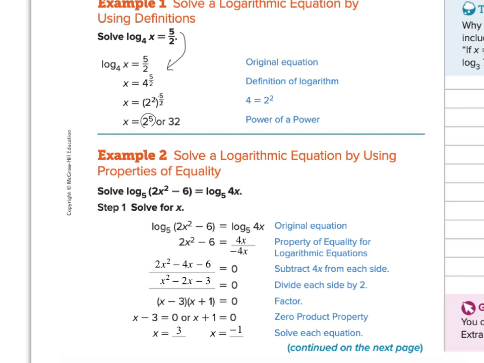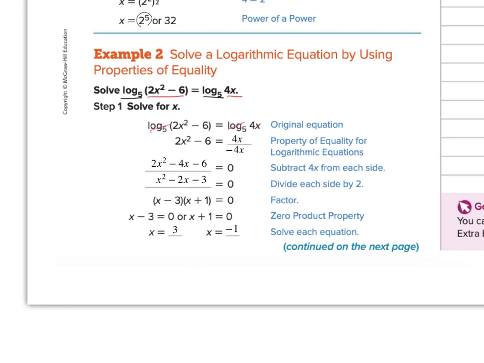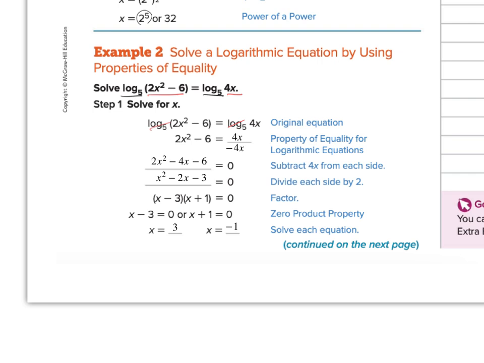So here's a good example. If the log base 5 of 2x squared minus 6 is equal to the log base 5 of 4x, we know that since this is the same, so too is that. They eliminated log base 5 on both sides because they know that those innards should be equal to each other. And then this is a quadratic equation, so we want to get it in standard form so we can factor it. Never going away, that factoring thing.